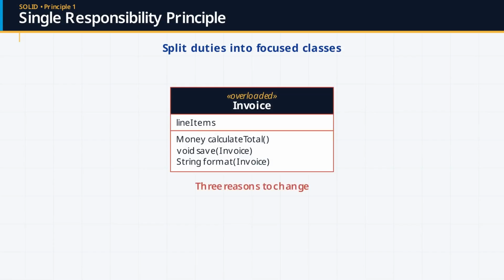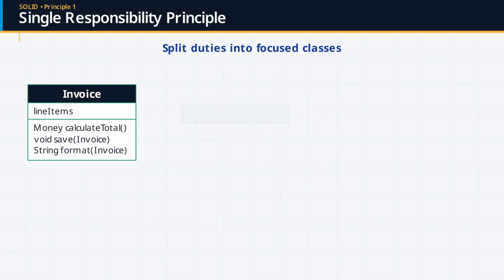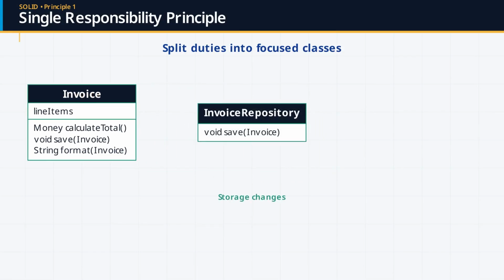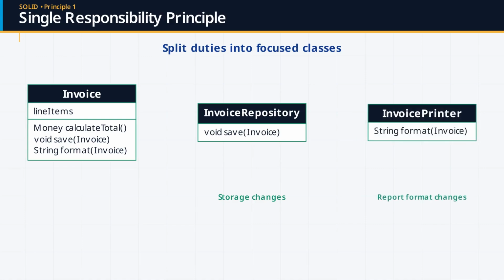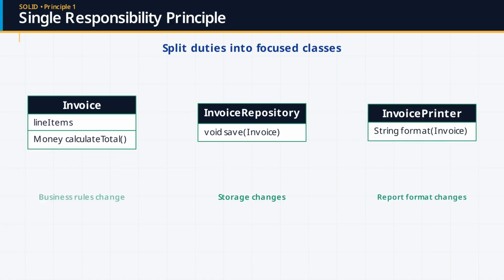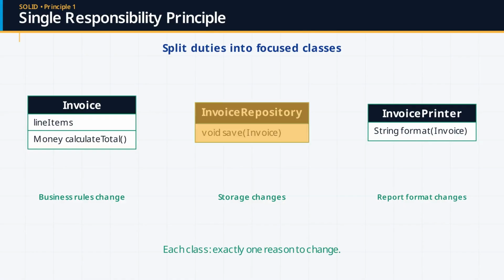Here's the solution, the single responsibility principle. We split the overloaded class into 3 focused classes. Invoice keeps the line items and calculates the total. That's the pure business logic. Persistence moves into InvoiceRepository, which saves the invoice. Report formatting moves into InvoicePrinter. Now each class has exactly one reason to change.